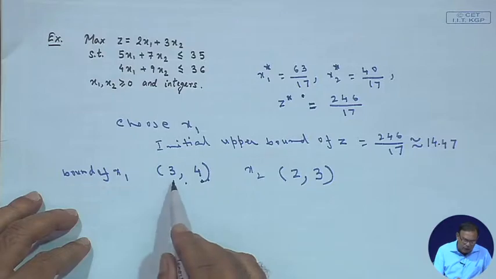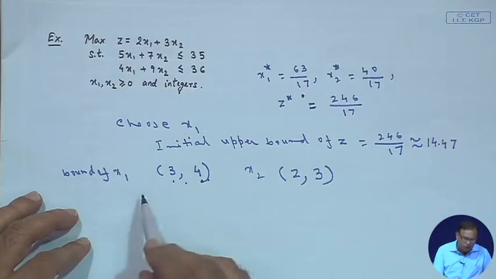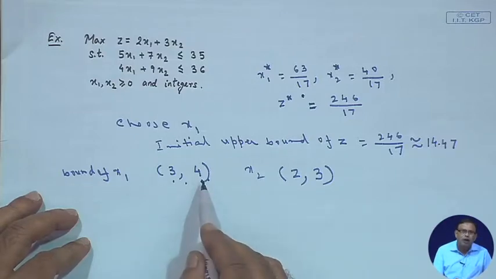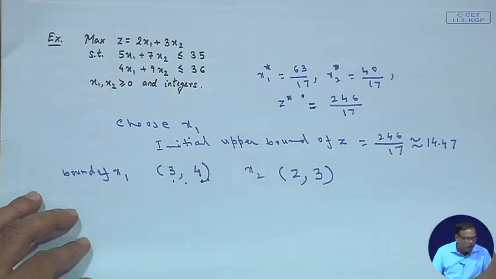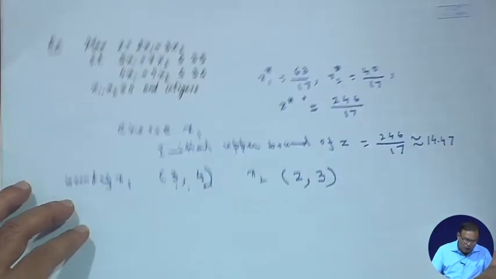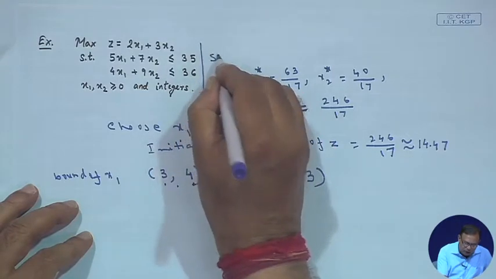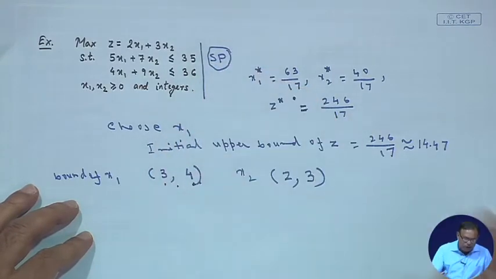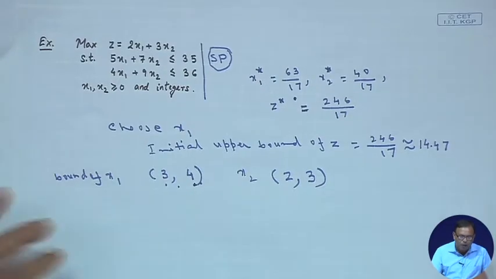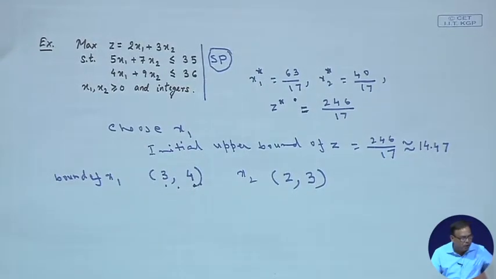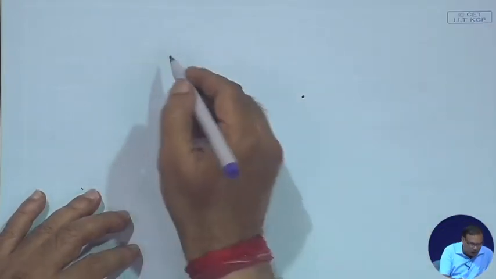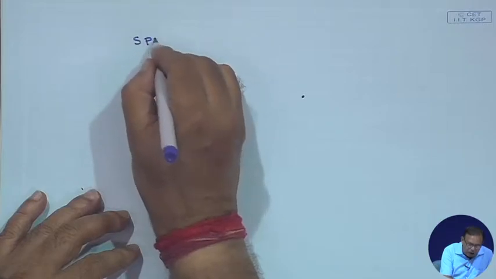In one case your x1 will lie between 0 and 3, in the other case your x1 will be greater than or equal to 4. So, now this original problem, which we denote as SP, is divided into two subproblems which we denote as SP1 and SP2.